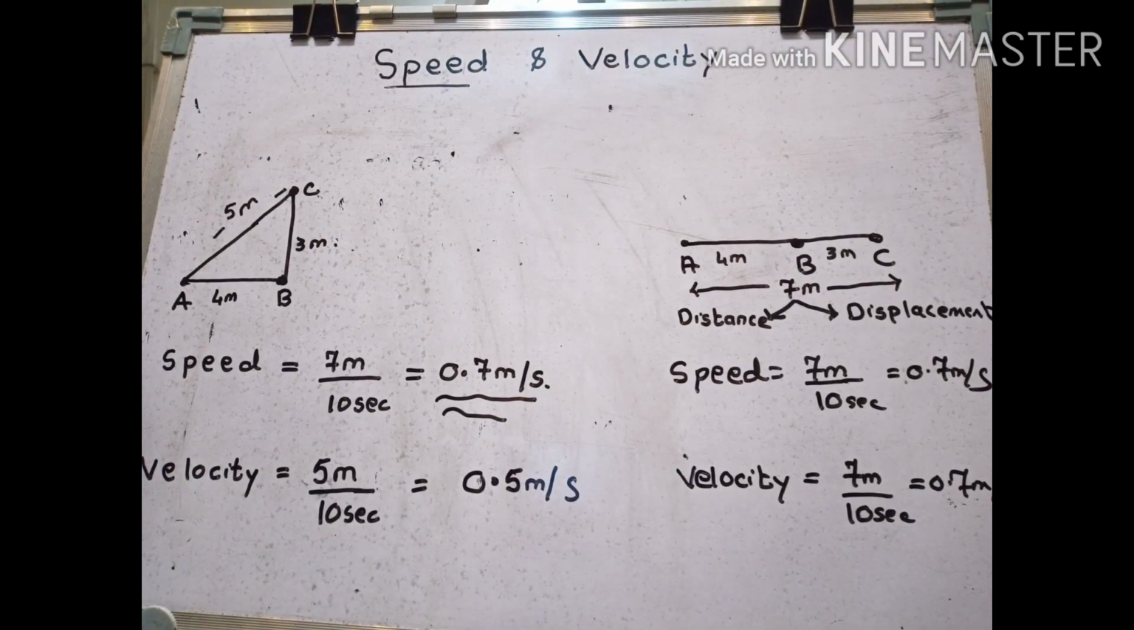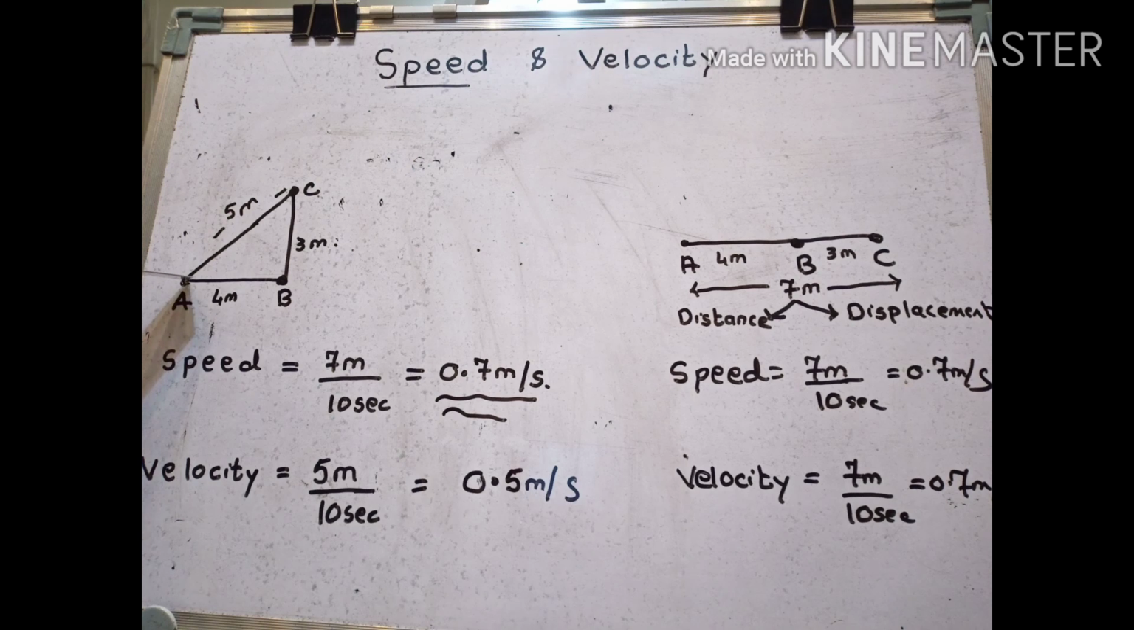So students, here we will see the difference. We'll see in which circumstances speed and velocity are the same, and under which circumstances speed and velocity are different. Now let us take an example. See, here motion is not in a straight line. So this is not a straight line motion, this is a straight line motion. So let's look at this case.